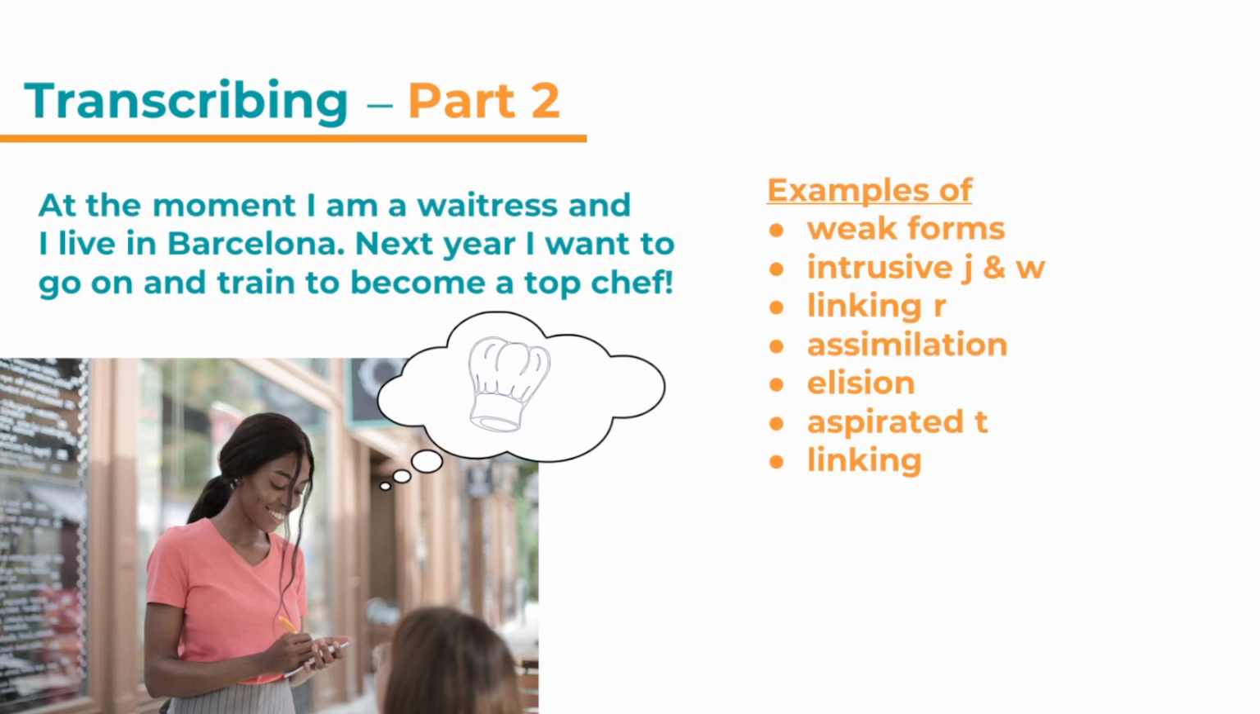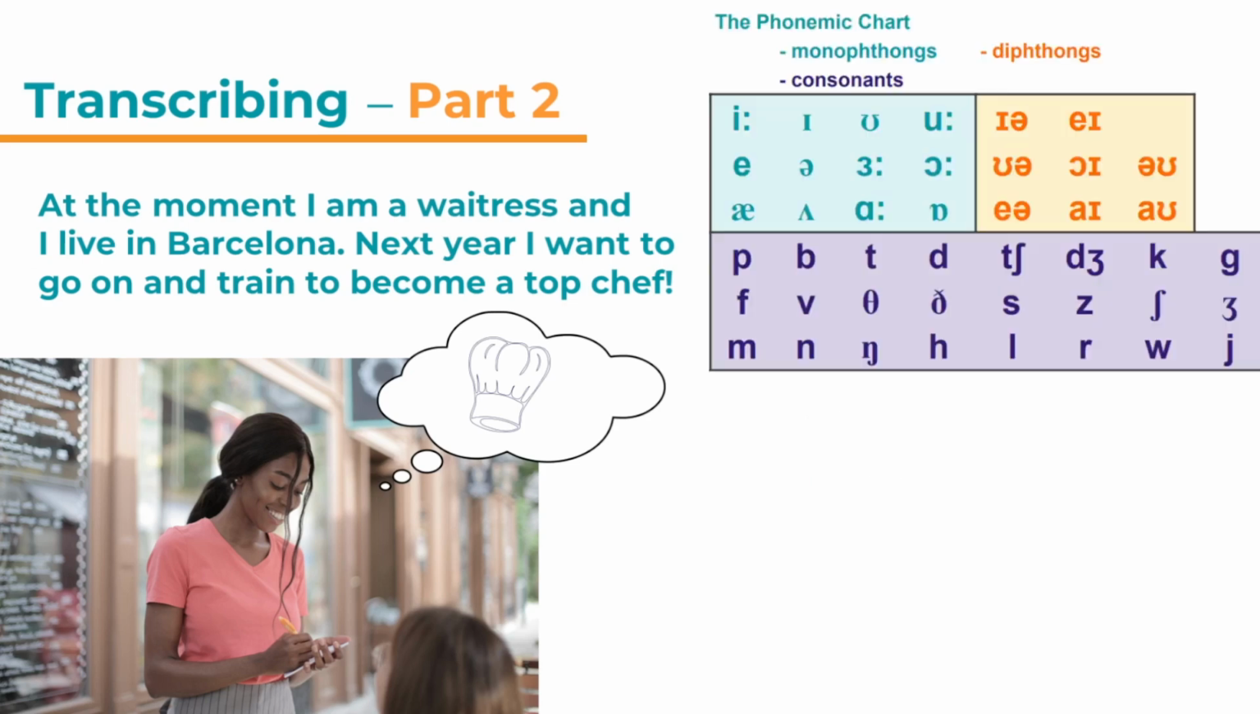And in this utterance, you will see examples of weak forms, intrusive y and w, linking r, assimilation, elision, aspirated t, and linking. Let's get started. So here we've got the IPA chart with all the sound symbols of British English, the monophthongs, diphthongs, and consonants. And if you're new to this chart, make sure you watch my other video where I explain all about the phonemic chart.